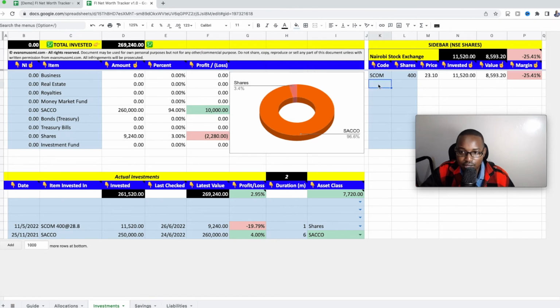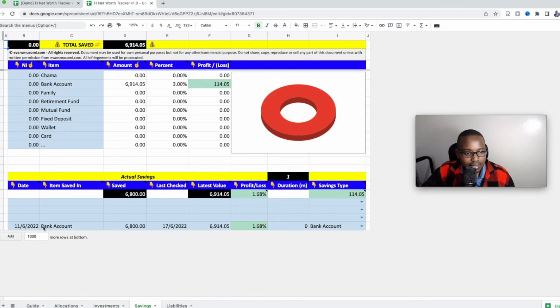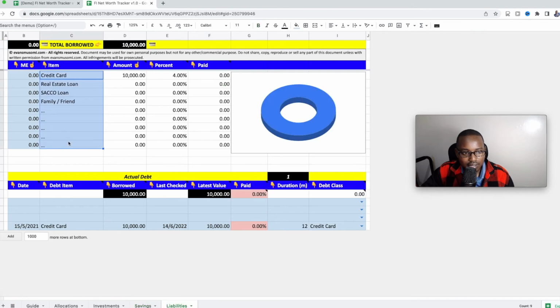If you have certain shares which you're tracking, then you could just add them here and the market price will show up. That's something that you might find handy. Savings, similar. We have some sample categories over here which you can edit to suit your needs. Track your actual savings accounts down here. Put in the date that you open the account, how much money you put in, and the latest value. And then liabilities, the same thing. You can customize the categories over here, then track your data over here.